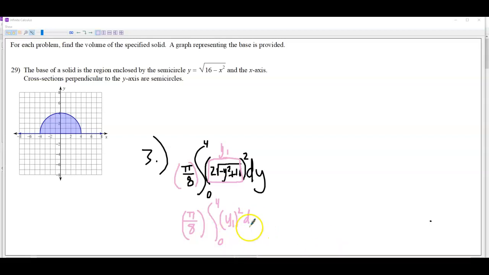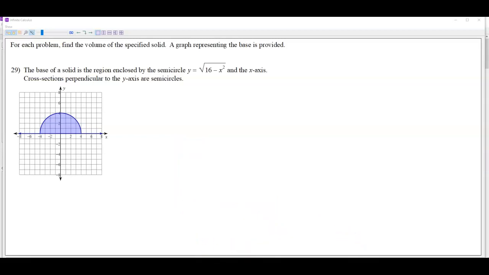Oh, and by the way, since we're typing into our calculator, you're going to have to put an x here, but just remember that's still really a dy. So this is what you want to write on your paper, but this is what you would type into your calculator. They'll give you the same answer. All right.